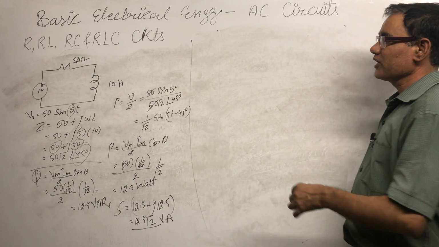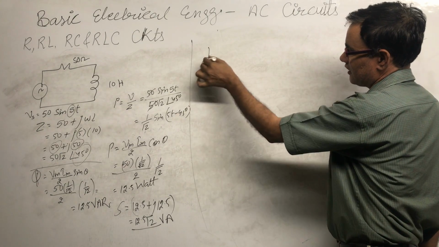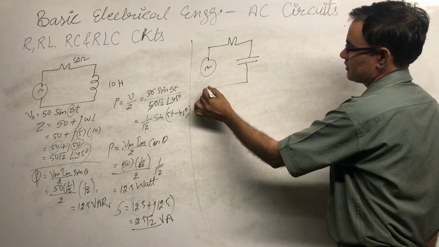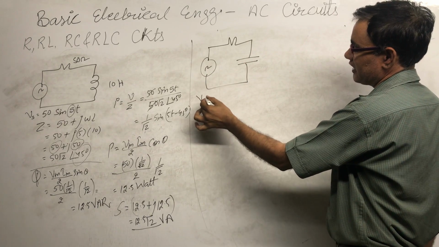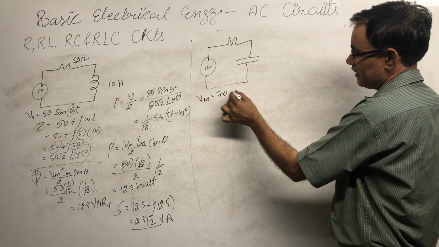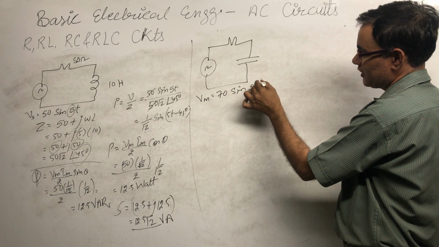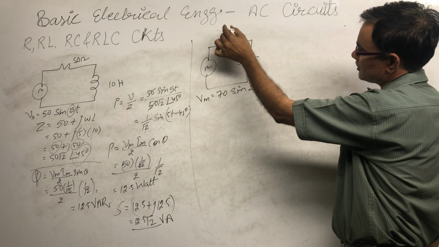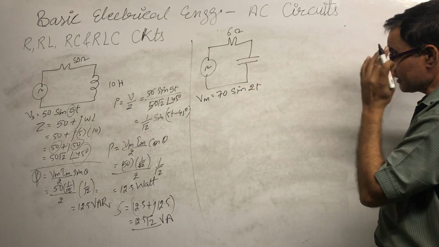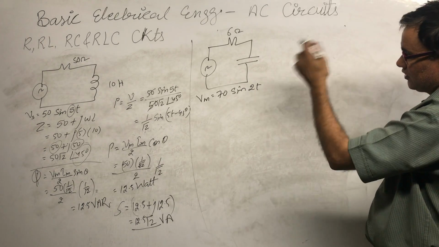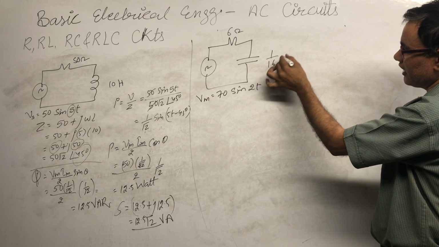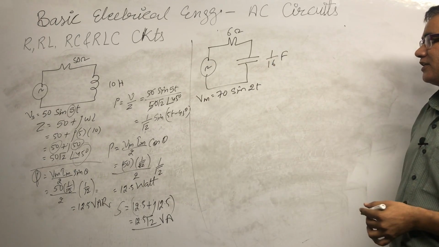Now we are taking one more example, for an RC circuit. This is a voltage source, this is the resistance and this is a capacitor. The value of voltage is Vm 70 sine of 2t, the resistance is 6 ohm and the capacitor is 1 upon 16 farad.